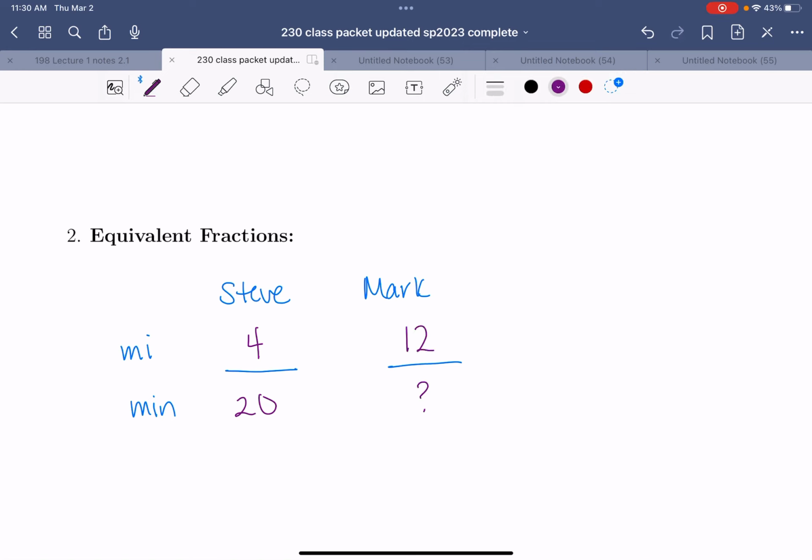And we don't know how many minutes, right? And so what we're going to do is think about these as equivalent fractions. If these two things must be equal, because they are proportional, and we know that their rates of change are equal, then we need to make an equal fraction by multiplying by the appropriate thing.